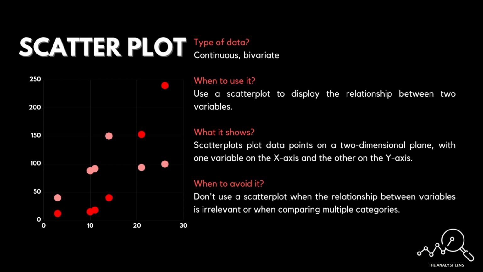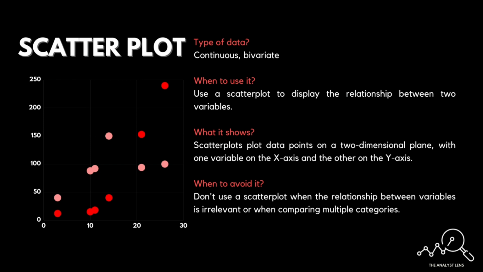Now we have the scatter plot. The data type used in case of a scatter plot is continuous and bivariate. Use a scatter plot to display the relationship between two variables. Scatter plots data points on a two-dimensional plane with one variable on the x-axis and the other variable on the y-axis. Don't use a scatter plot when the relationship between variables is irrelevant or when comparing multiple categories. For example, seeing how the temperature influences the ice cream sales.